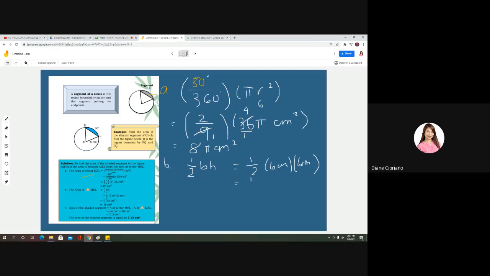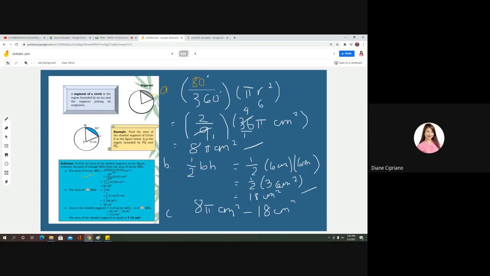And then half of 36 centimeter is 18 cm. Okay? And then, after that, again, just combine your answer in step 1 and step 2. So, using subtraction, we have here 8 pi cm squared minus 18 cm squared. And you will get the answer using a scientific calculator as 7.13 cm squared.